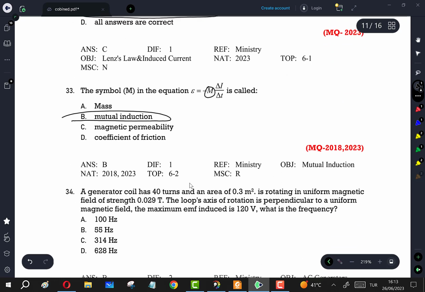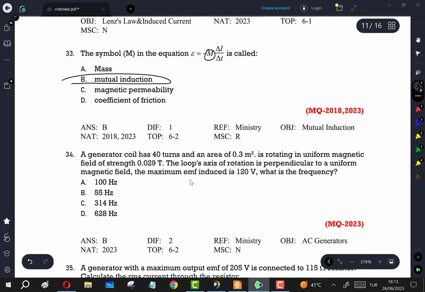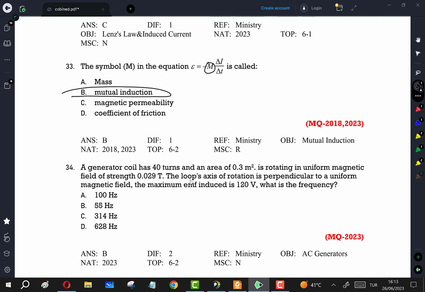34. A generator coil has 400 turns, which is N, area 0.3 meters squared, and is rotating in a uniform magnetic field of strength B. If the loop's axis of rotation is perpendicular to the uniform magnetic field, the maximum EMF induced, E max, is given. Calculate f. f is the question.